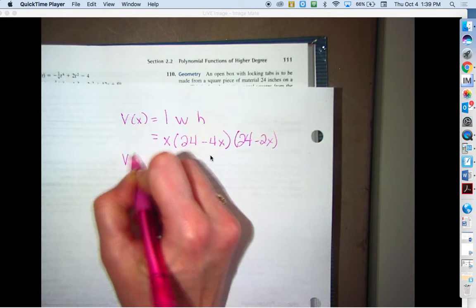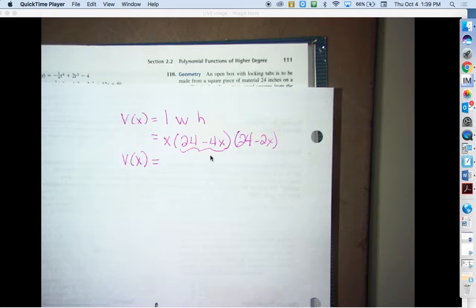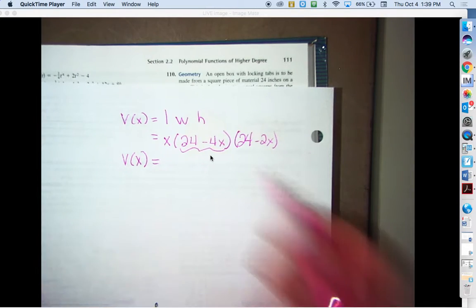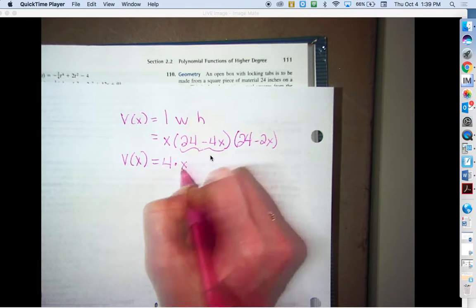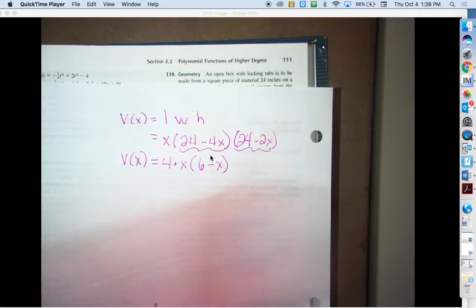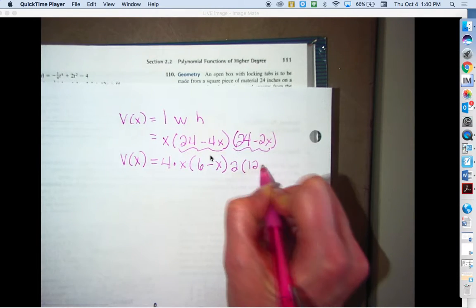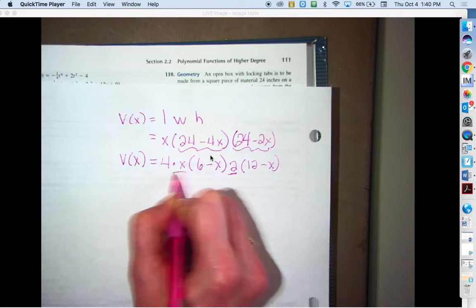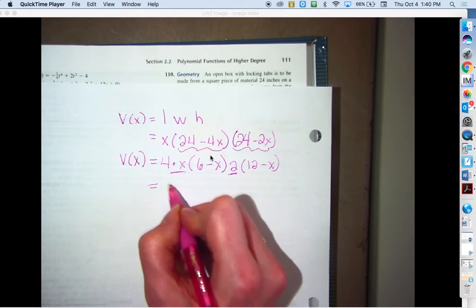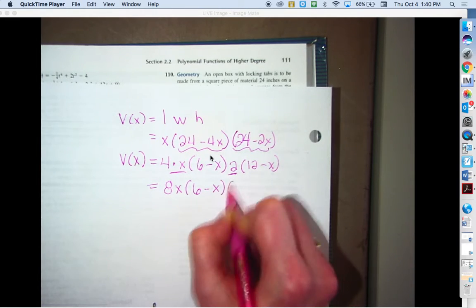And then if you simplify this, what can we take out of the first set of parentheses? 4. And that makes 6 minus x. Virginia, what can we take out of the second set of parentheses? A 2. And that makes 12 minus x. And then if we multiply the stuff that we pulled out together, that's how they came up with the 8x. The 6 minus x, the 12 minus x.